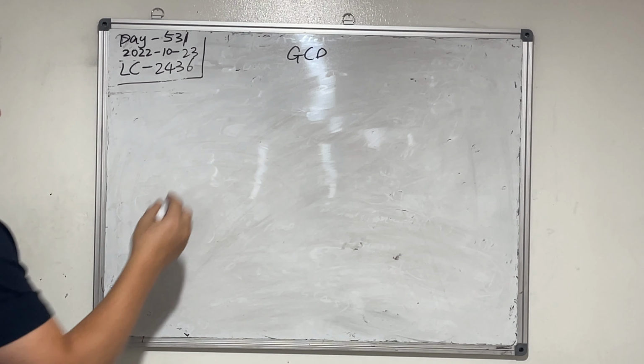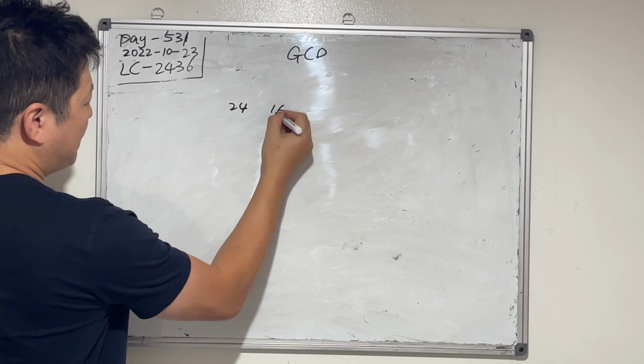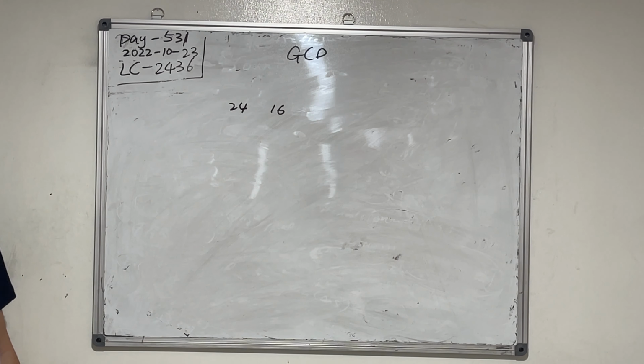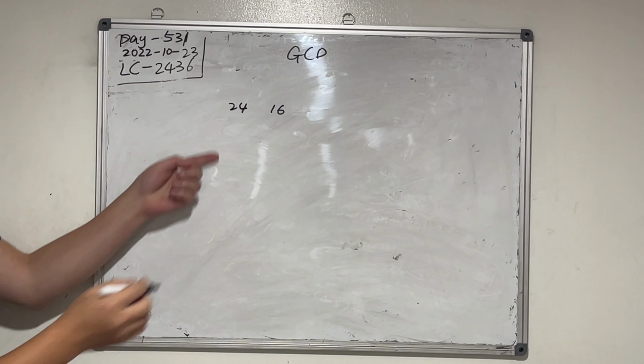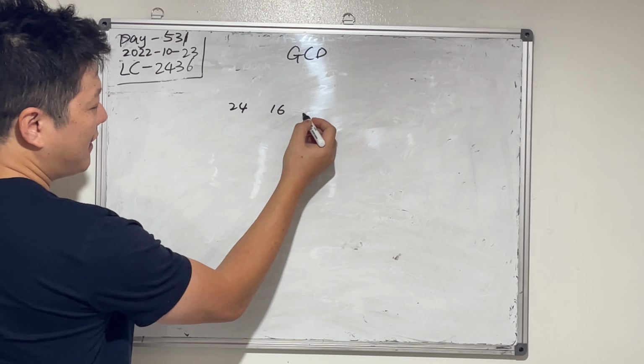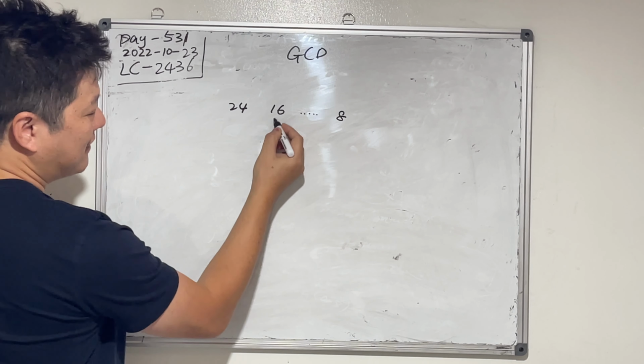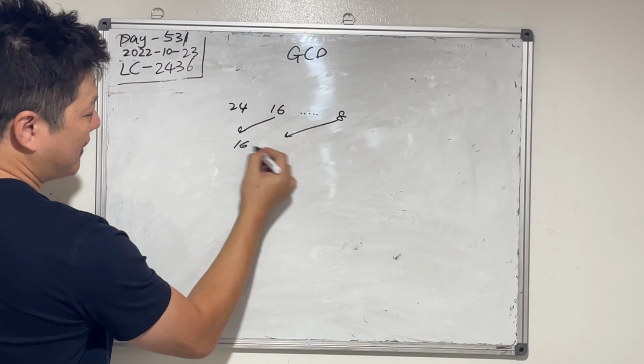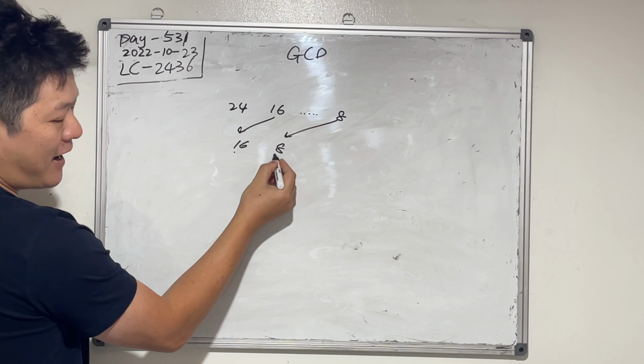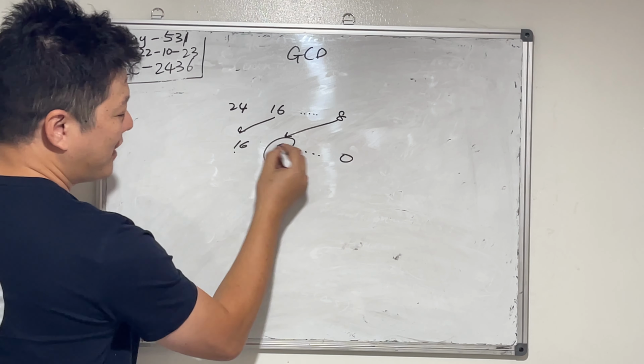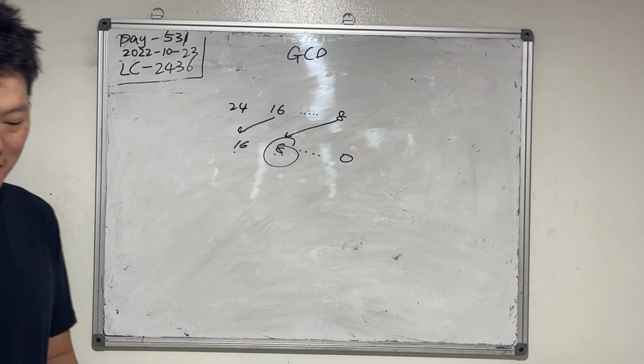So, 24 and 16, what's the greatest common divisor? Is it 4? No, 4 is divisible, but it's 8. Yes, 8. How do we do it? Look, 24 divided by 16, remaining 8, right? So we move this. 16 divided by 8, remaining 0. When it's remaining 0, this is the greatest common divisor.